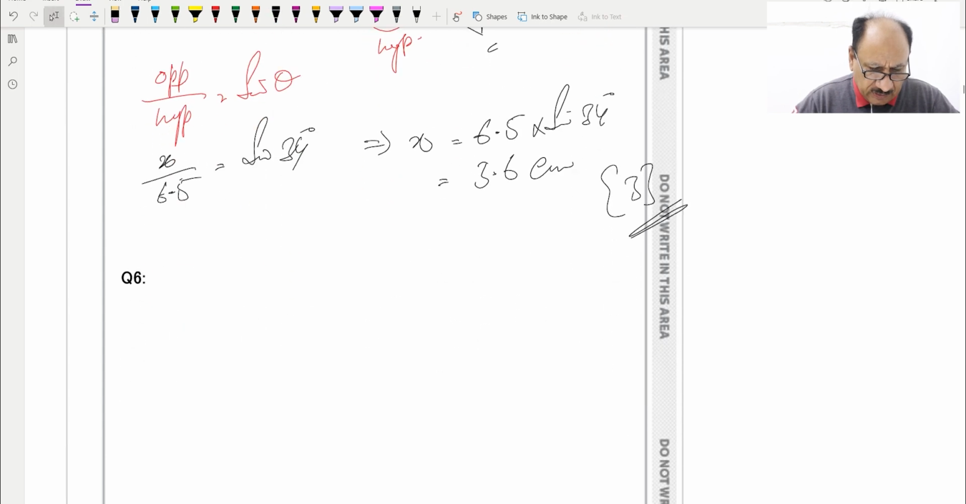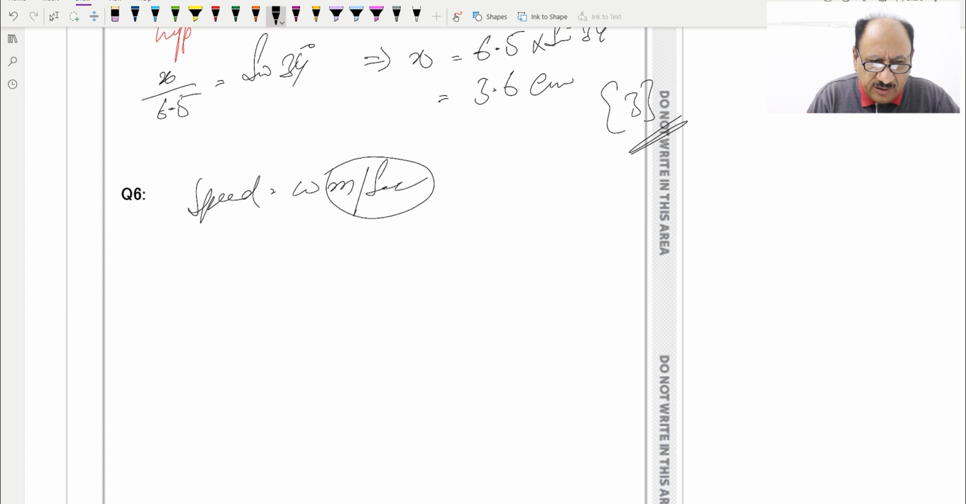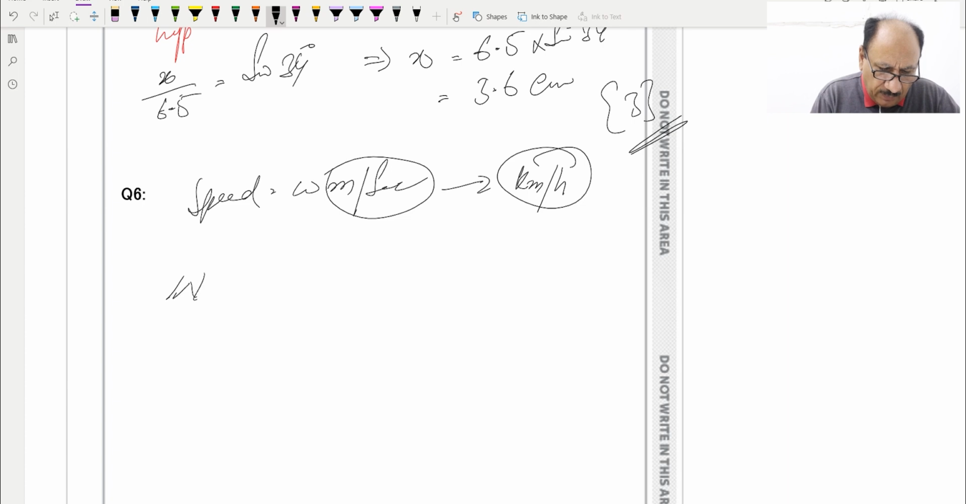Now question number 6. Question 6 says change a speed of w meters per second to a speed in kilometers per hour. The speed is w meters per second, this is the unit, and we have to convert this into kilometers per hour, so it is a unit conversion. What we can do is take w and write the units in different colors so that you can identify meters per second.